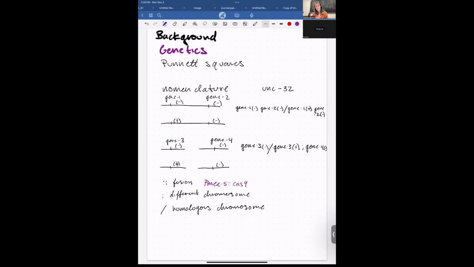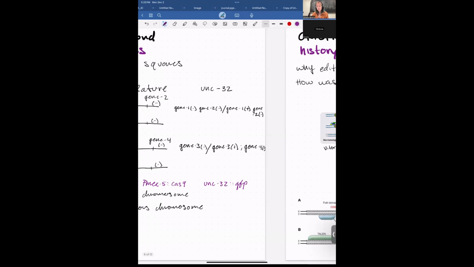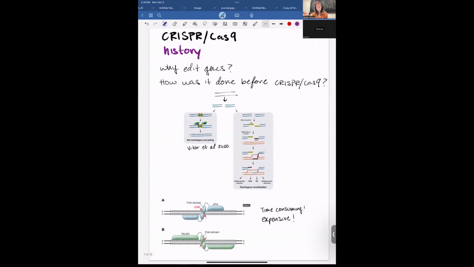You've also seen that when we fuse 2 protein coding sequences together, in the case of when we say UNC-32 GFP. So double colon means a fusion, semicolon means different chromosome, and a slash means on a homologous chromosome. So now let's get into CRISPR-Cas.